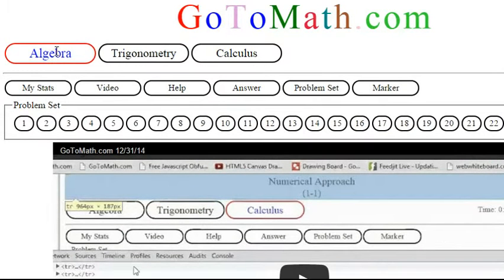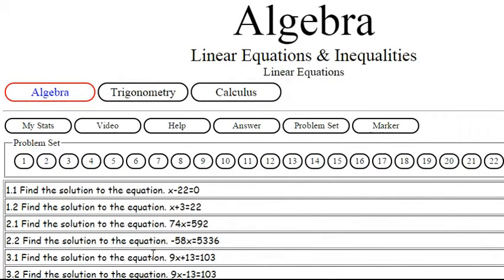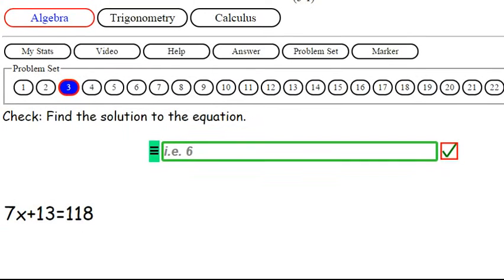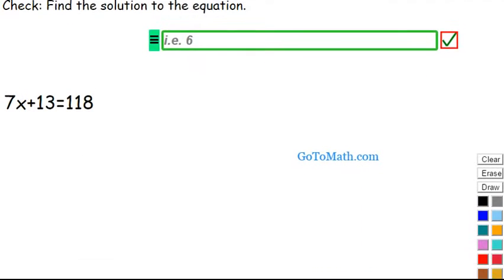Okay, we're over here at gotomath.com. Click on algebra. Let's go down to linear equations and 3.1. All right, 3.1 is what we want to look at. So it says find the solution to the equation.